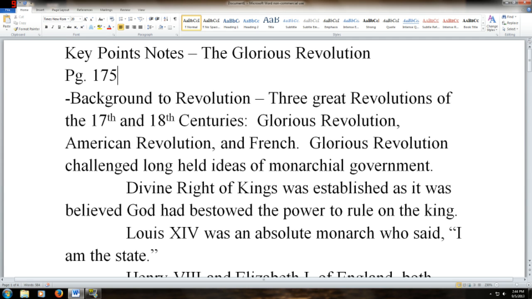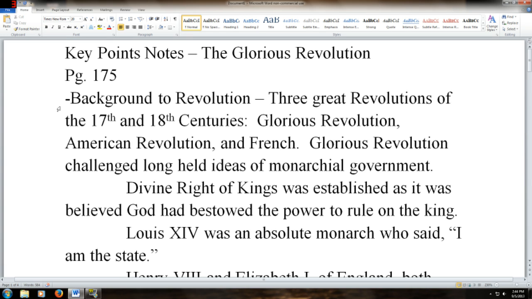So background to the revolution is the first section. There were three great revolutions. Oh, and by the way, a quick little thing. If I'm going too fast for you and you're trying to jot this stuff down and I'm moving through it too quickly, you can push the pause button. Just a little hint there for you. You probably knew that, but just making sure.